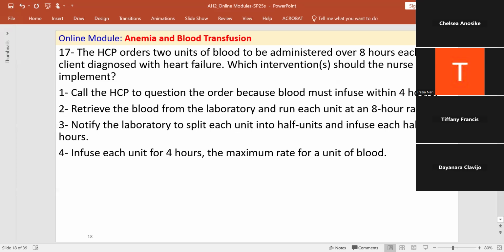17. The HCP orders 2 units of blood to be administered over 8 hours each for a client diagnosed with heart failure. Which intervention should the nurse implement?